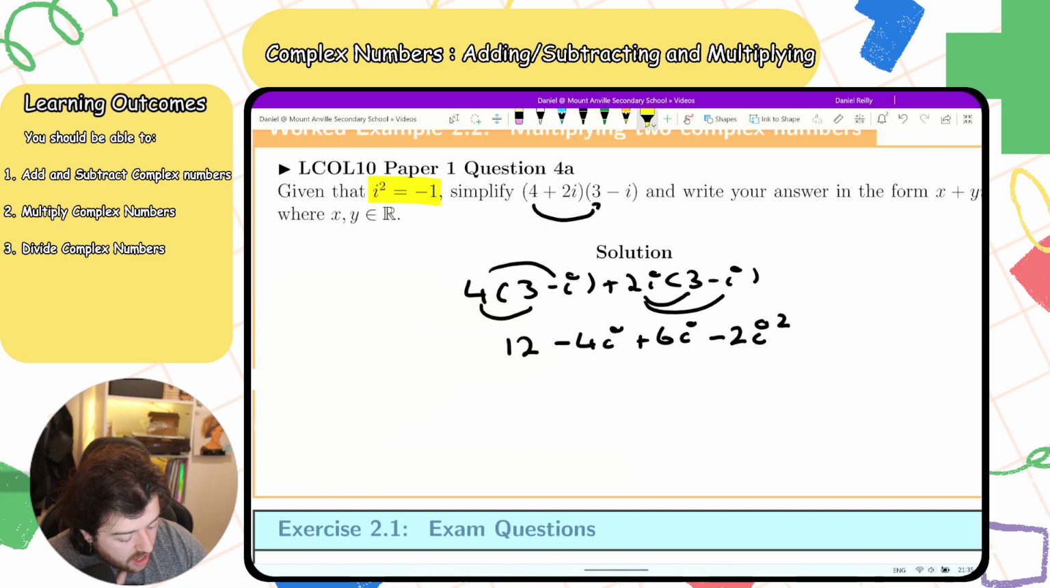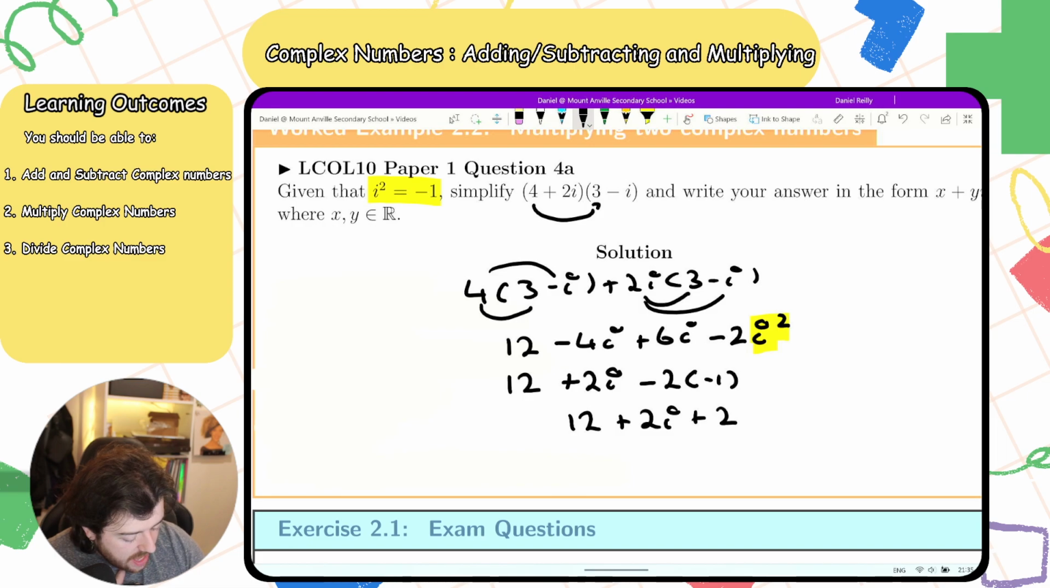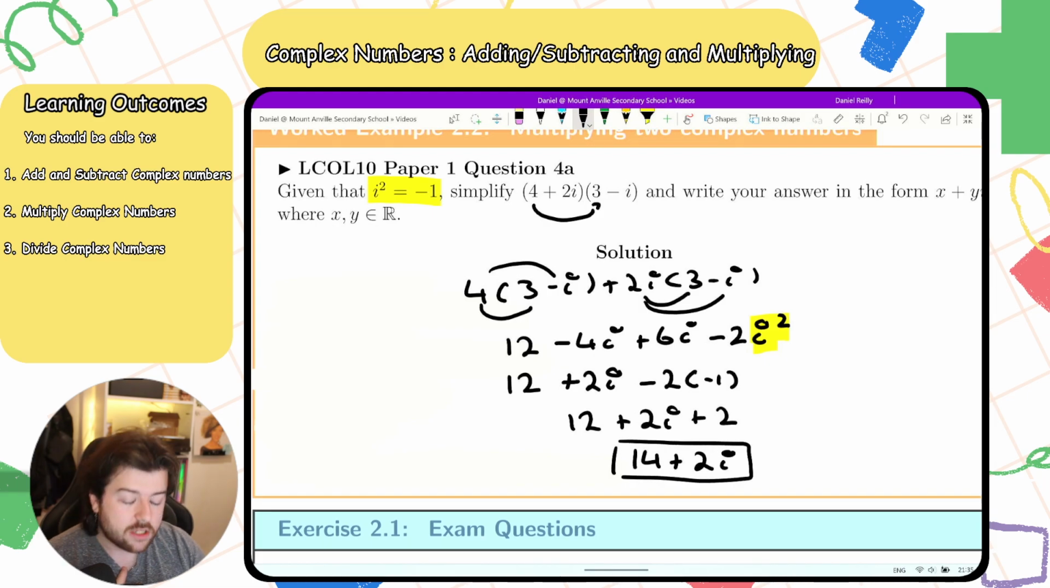Now we notice here I have an i squared, so we have to be careful and change that to a minus 1. So I'm going to have 12 minus 4i plus 6i, it's going to be plus 2i. Minus 2 times minus 1. 12 plus 2 is 14. So I'm going to get 14 plus 2i. And that is me multiplying and solving out a complex number. So it's actually very straightforward.